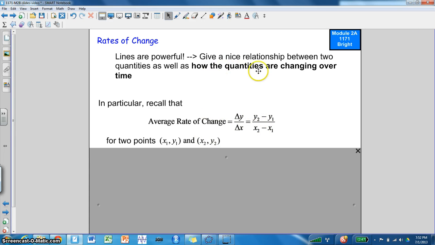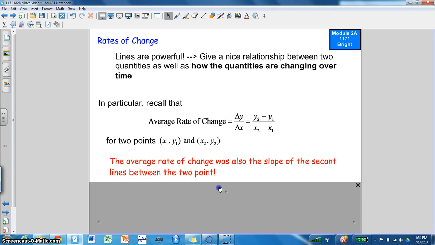For lines, we can get an average rate of change, and we said back in module 1A that we can use the average rate of change to approximate what we're going to call the instantaneous rate of change. In this module, we're going to discuss how to compute the instantaneous rate of change, or at least estimate it, get really close to it.